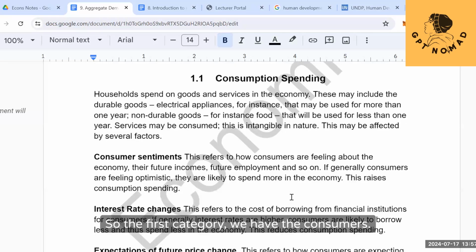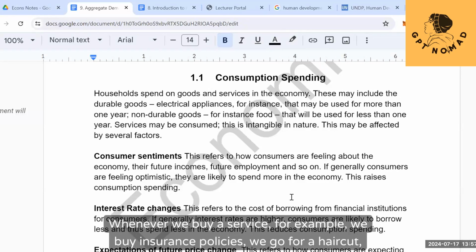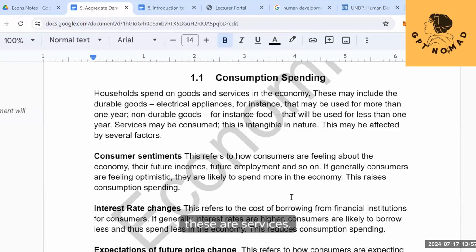And so it's not again just about the consumers or the households, but we look at different parties as well. So the first category, we have the consumers. The consumers are the households, people like us. We buy things in the economy. Whenever we buy a service, for example, we buy insurance policies, or we go for haircuts, these are services.